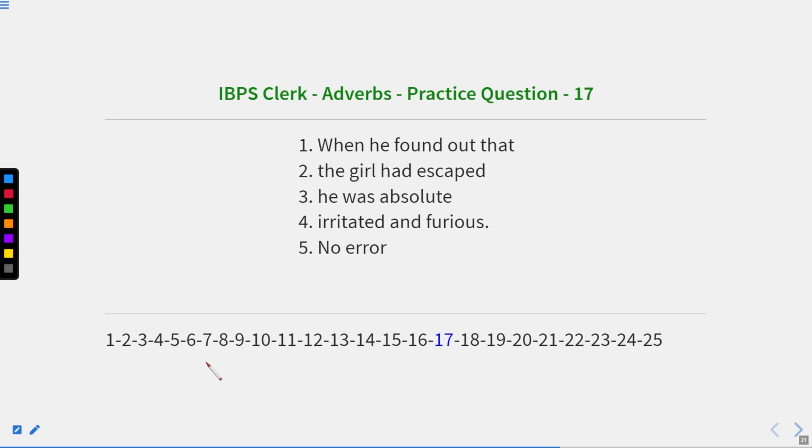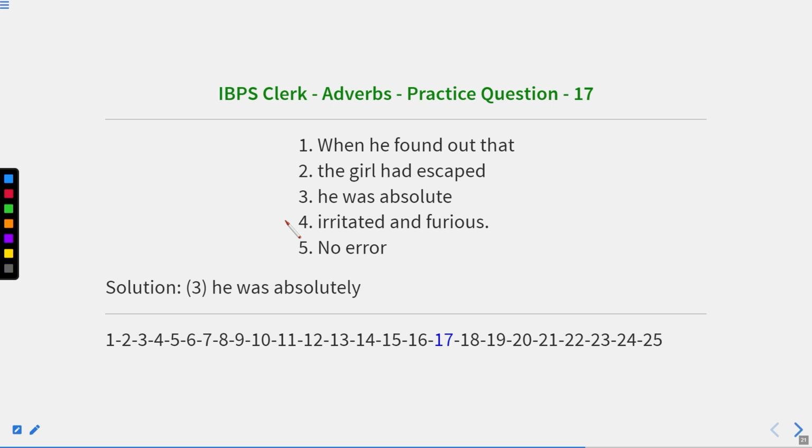When he found out that the girl had escaped, he was absolute irritated and furious. Again, irritated and furious, these two are adjectives which can be qualified by an adverb only. So this should be absolutely. So it is not absolute, instead it should be absolutely. So our answer is 3, that is he was absolutely.